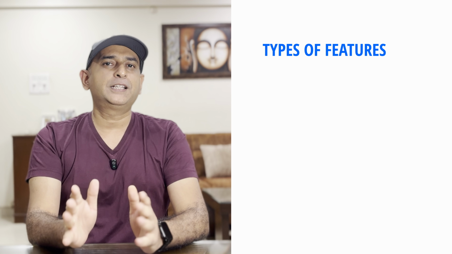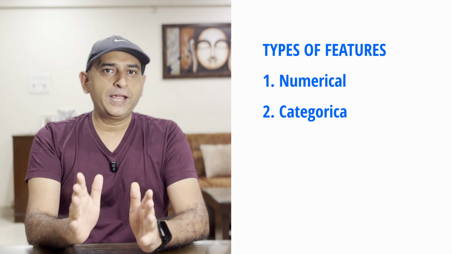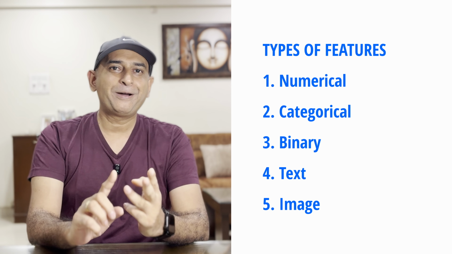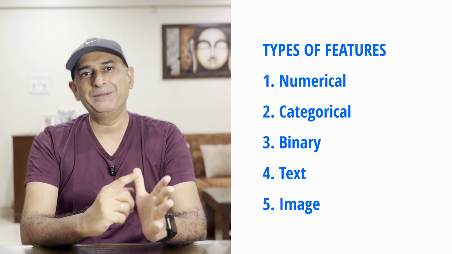Think of it like this. Features are the clue, the label is the answer. That's the entire idea. Not all features are the same. Let's look at the 5 most common types: numerical, categorical, binary, text, and image.